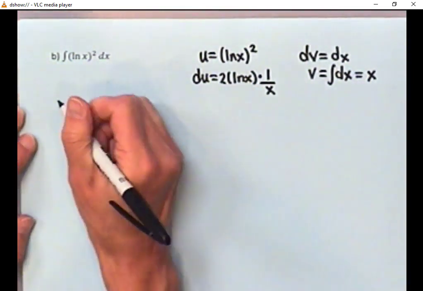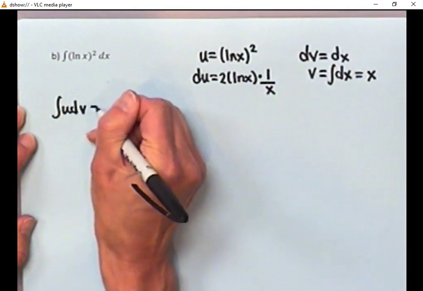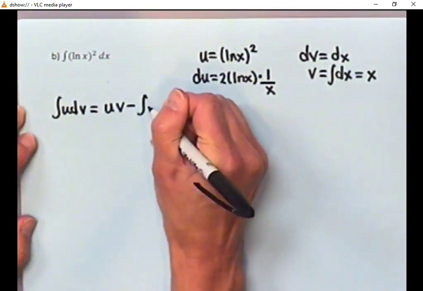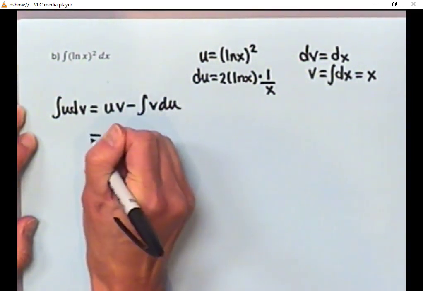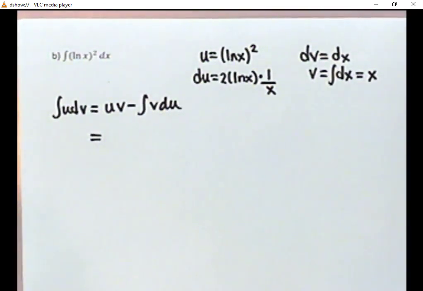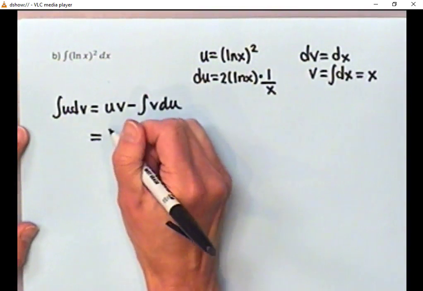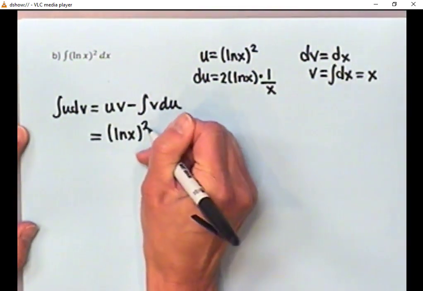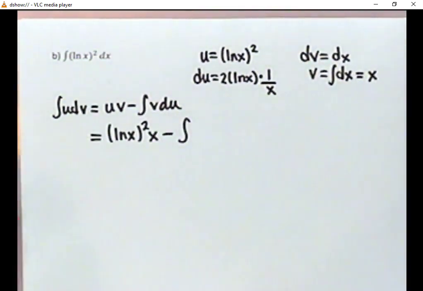Okay, so following our formula, now we have to fill in uv minus the integral of v du and see what we get. So Benham, help me fill this in. What's uv going to look like? Okay, good. Minus the integral of?